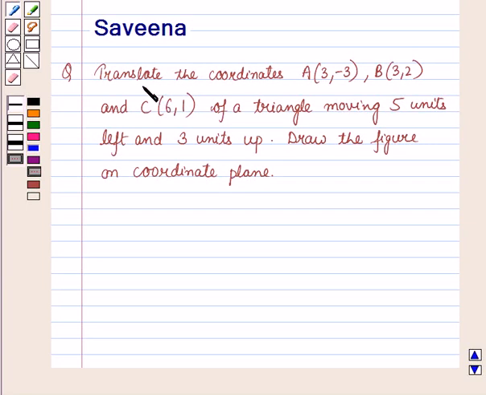In this session, we will discuss a question which says: translate the coordinates A(3, -3), B(3, 2) and C(6, 1) of a triangle moving 5 units left and 3 units up. Draw the figure on coordinate plane. Now, before starting the solution of this question, we should know a result.